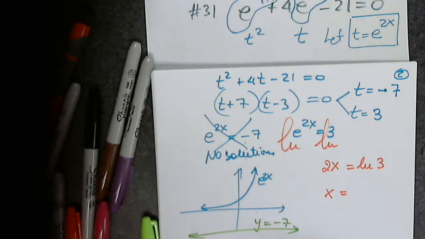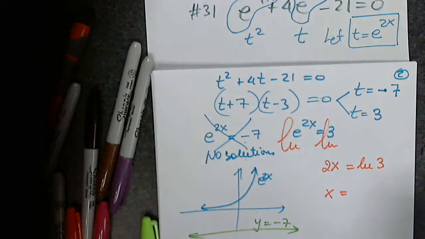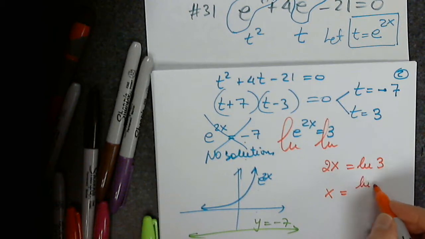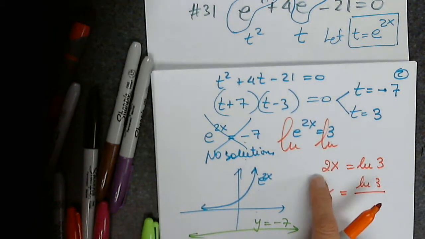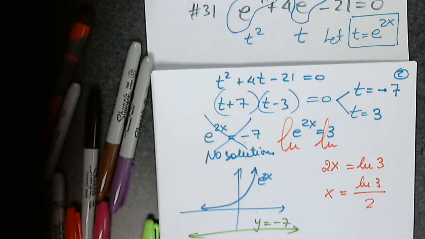Therefore, x equals, and it's the only solution, x equals natural log 3, divided by 2. I cannot separate these two. So the top is natural log, and everything divided by 2. That's it. You can approximate it with the calculator if you want to. Do we want to choose another from 29 to 36, or do we move on?